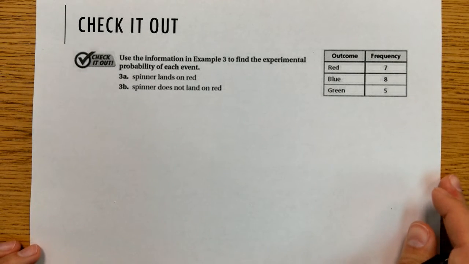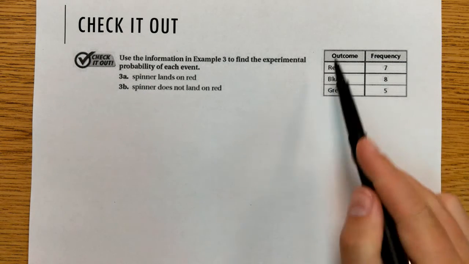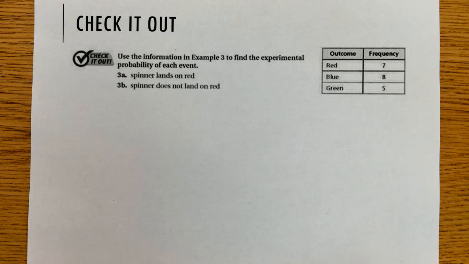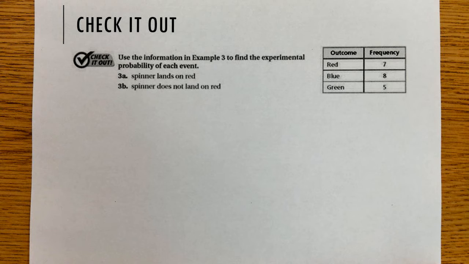So now there is a check it out problem for you to do. You're going to use the information from example 3, so this table, to find the experimental probability of each event. So go ahead, take a moment, pause the video, and then resume when you're ready to check your answer.